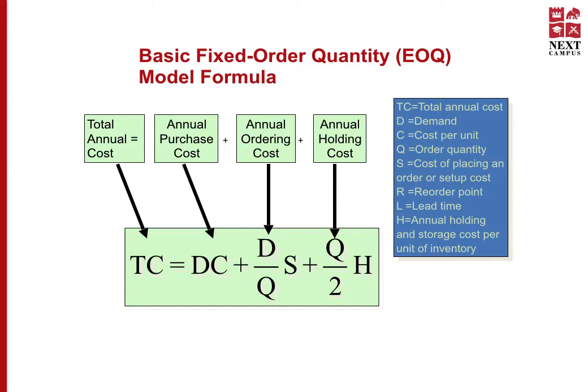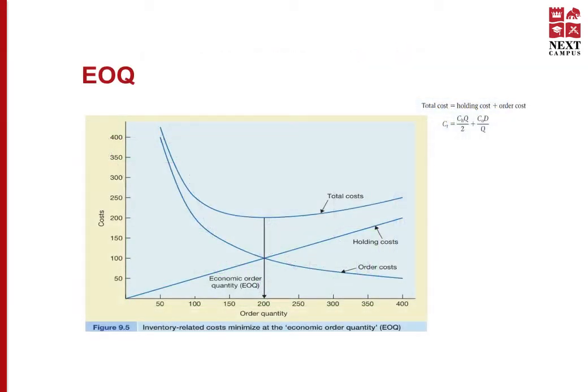The formula that needs to be used to calculate economic order quantity is shown in this slide. Basically, there are three elements of costs that need to be calculated: the annual purchasing cost, annual ordering cost, and annual holding cost. The quantity at which holding costs equal ordering costs is called the economic order quantity.